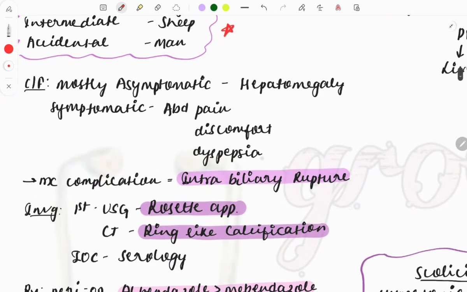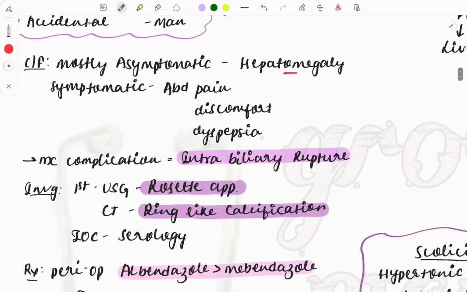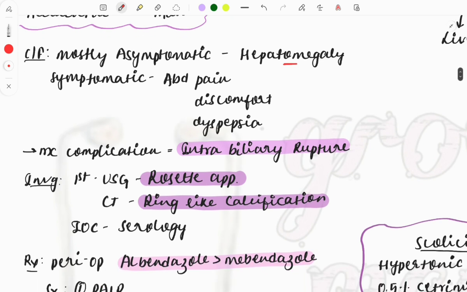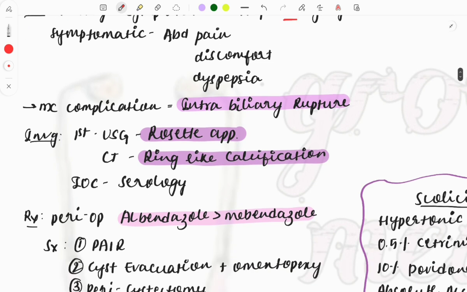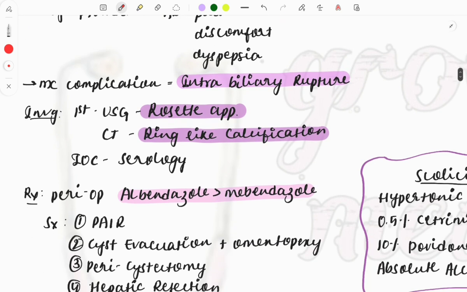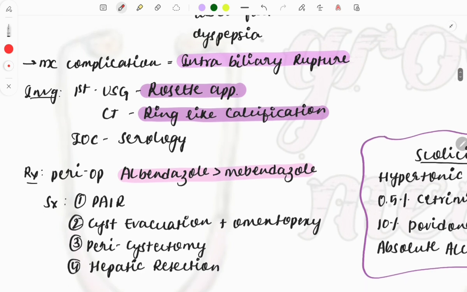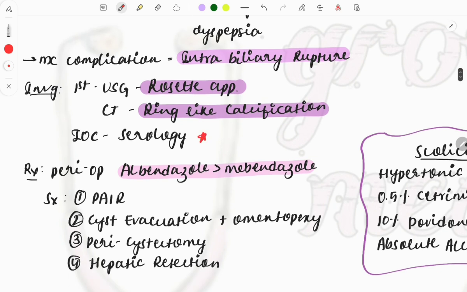Then symptomatic, so mostly asymptomatic. Clinical features: hepatomegaly can be seen, but most of the patients will be asymptomatic, and if symptoms persist, then it will be abdominal pain, discomfort, and dyspepsia. The most common complication is intrabiliary rupture. Then the first investigation to be done is USG. You can see a rosette appearance. Then on CT you can see ring-like calcification, and the investigation of choice is serology.